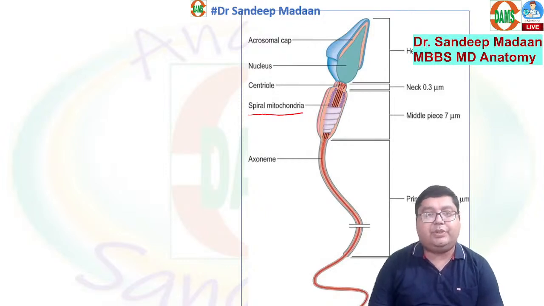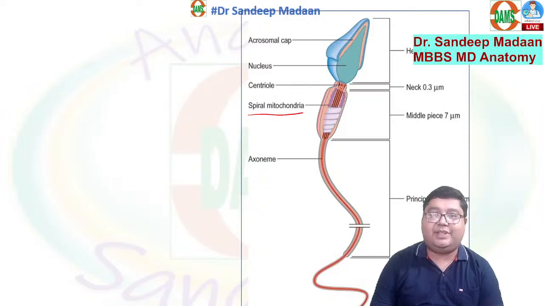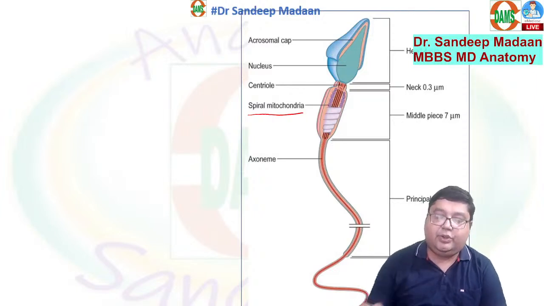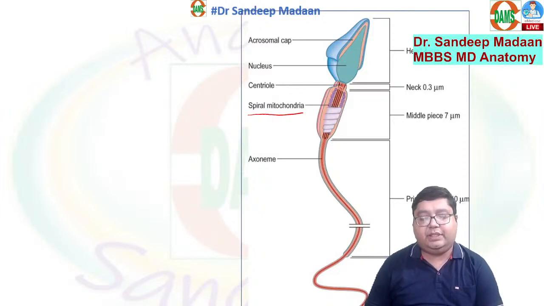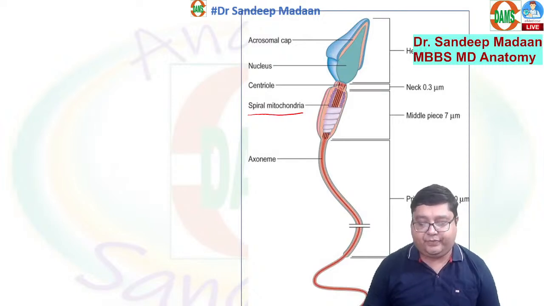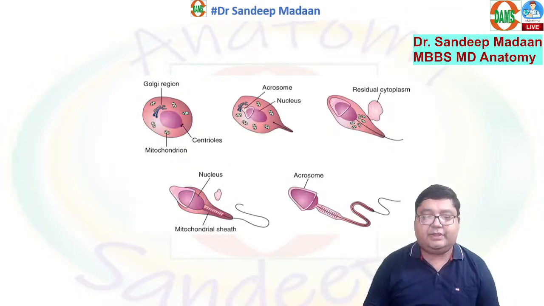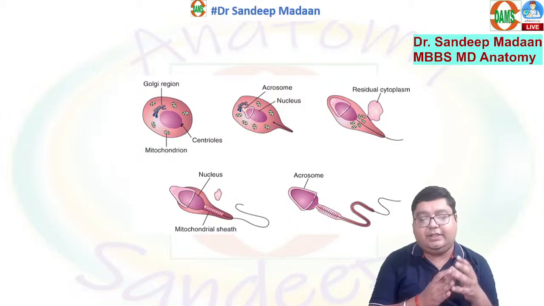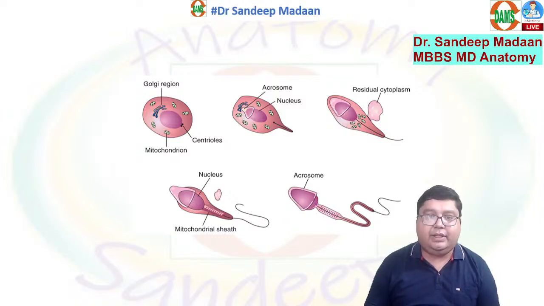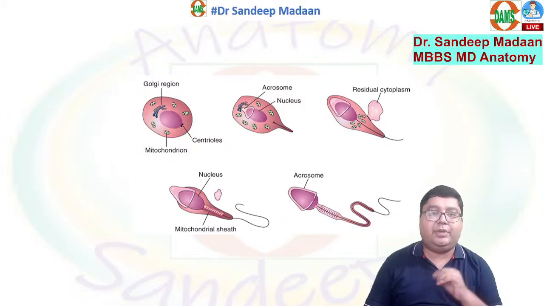So most of the questions this time have been asked from general embryology itself. The centriole will play two roles: it will be making the neck as well as the tail. This process where the round cell is converted into the spermatozoa, with a change of shape as well as rearrangement of the cell organelles, is called spermiogenesis. This is one of the steps in the whole process of spermatogenesis.